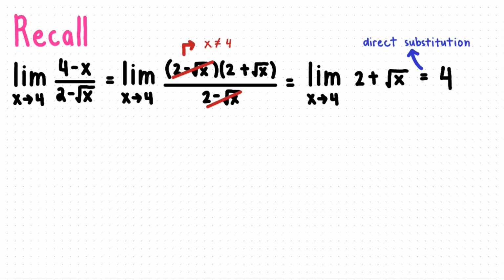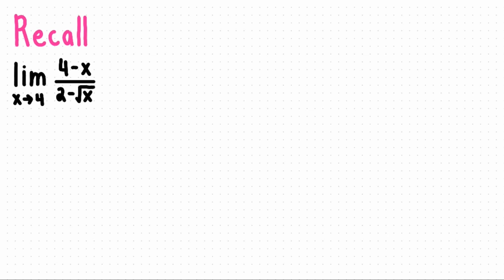But take note that this isn't always that easy to factor when we have radicals. What we can do instead is apply rationalization. So let's clear this out. And in a nutshell, rationalization is the process of removing a radical in either the numerator or denominator.